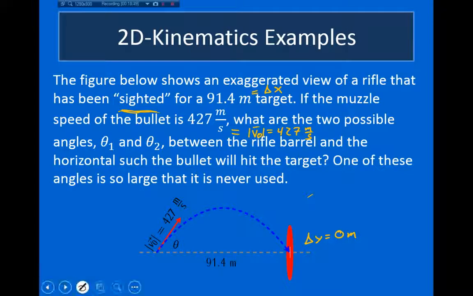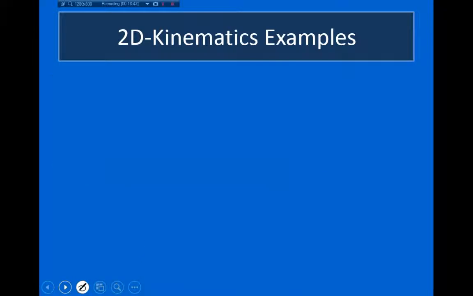So again, the very first thing you want to do anytime we have something like this is we're going to need to decompose our velocities. The bullet is being fired at some angle theta above the horizontal. So we'll have some initial x component and we'll have some y component.